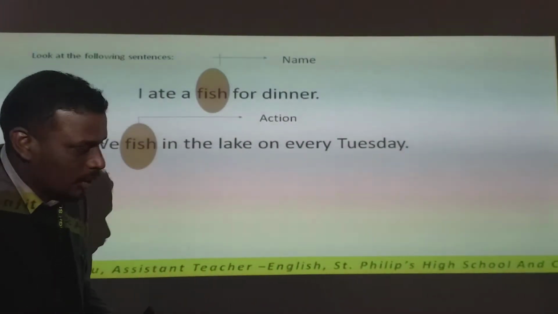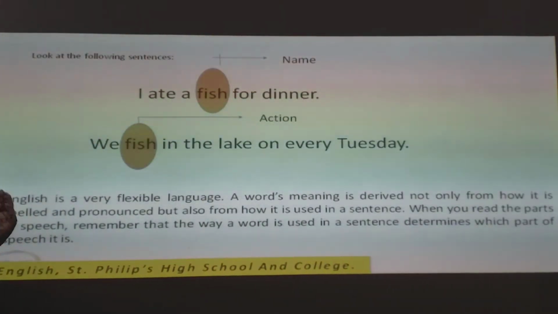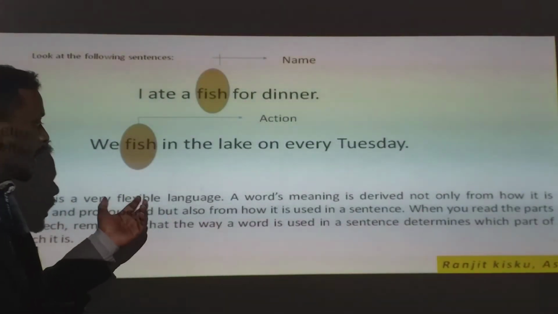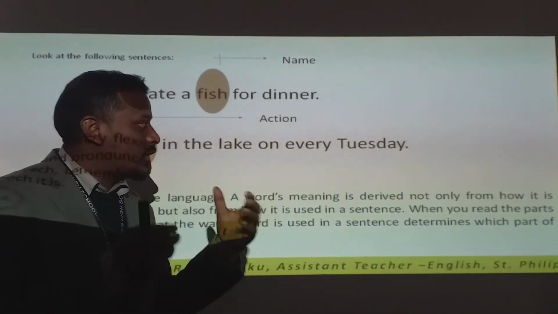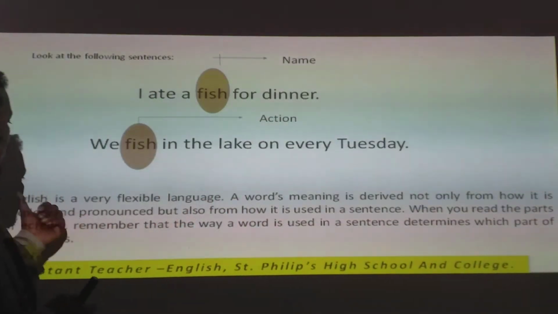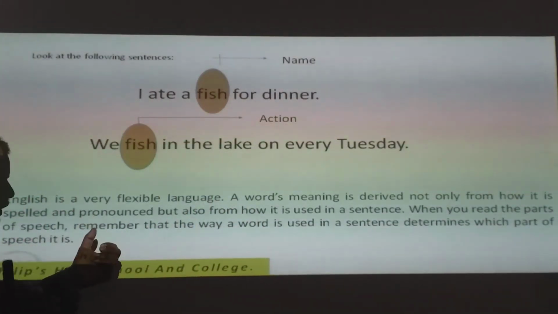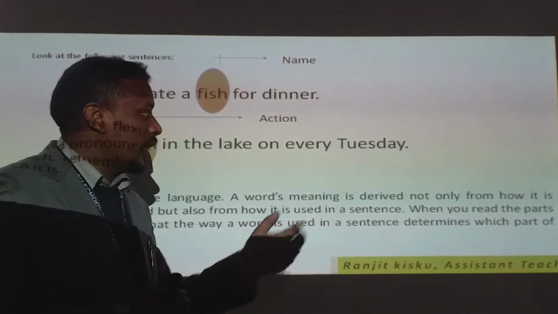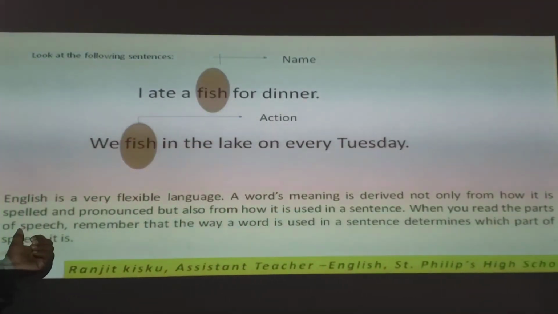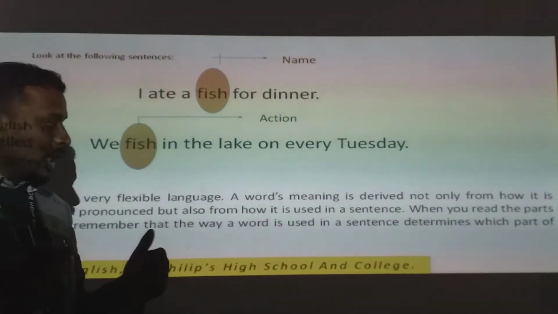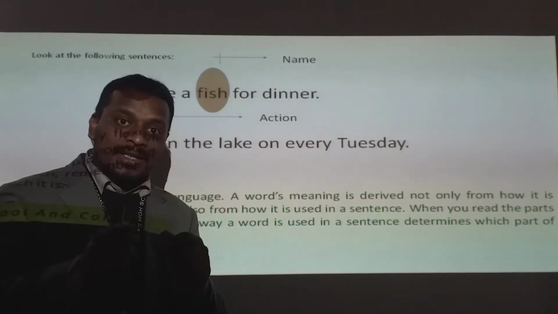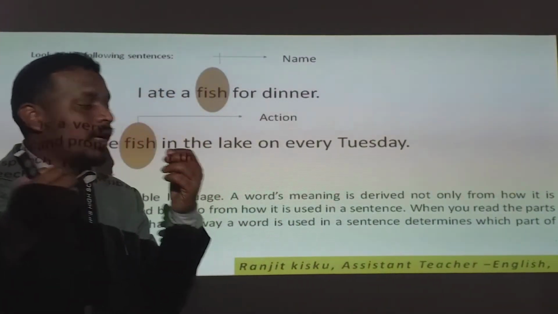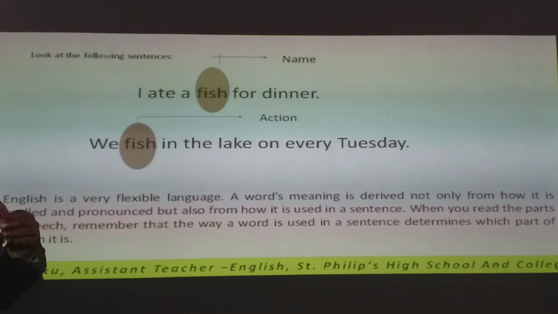So, dear learners, as you can see on the screen, English is a very flexible language. Okay, and a word's meaning is derived not only from how it is spelled and pronounced, but also from how it is used in a sentence. Okay, when you read parts of speech, remember that the way a word is used in a sentence determines which part of speech it is.